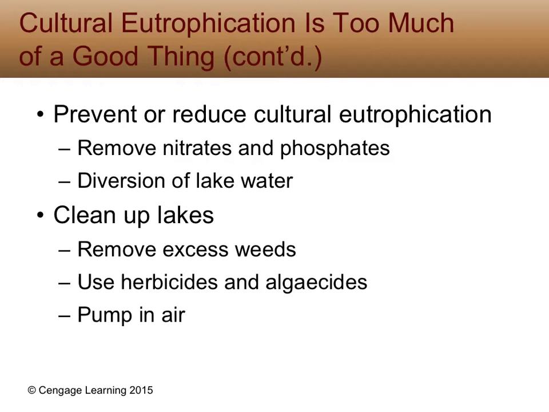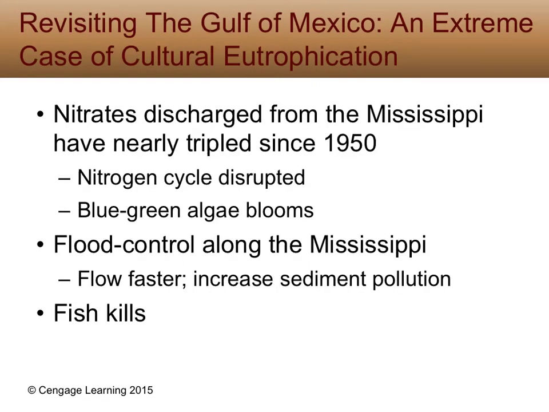And we can divert lake water to other regions and try to get a little oxygen in there too to keep things moving. To clean up lakes, we can remove excessive weeds, we can use herbicides and algicides, but you hate to add stuff to the water. In some areas you get aerobic bacteria working well. Nitrates discharged from the Mississippi have nearly tripled since 1950, and that's because of people like us putting that on there and getting into the Mississippi Basin.